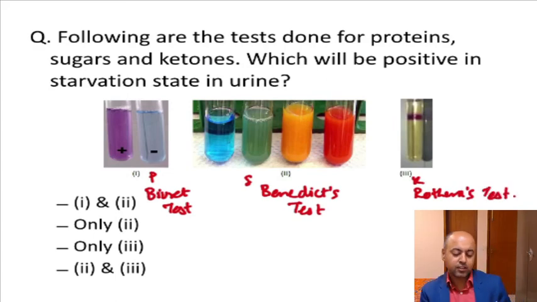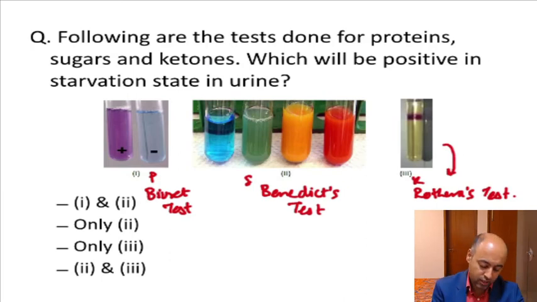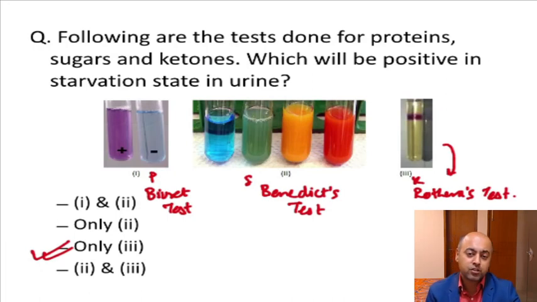So now when you have starving patients, which of the following will be positive in the starvation state in urine? Only the ketone bodies will be there, which is shown by the Rothera's test. So your answer should be only 3. Rothera's test will be positive in patients of starvation, because here they will be having ketosis.